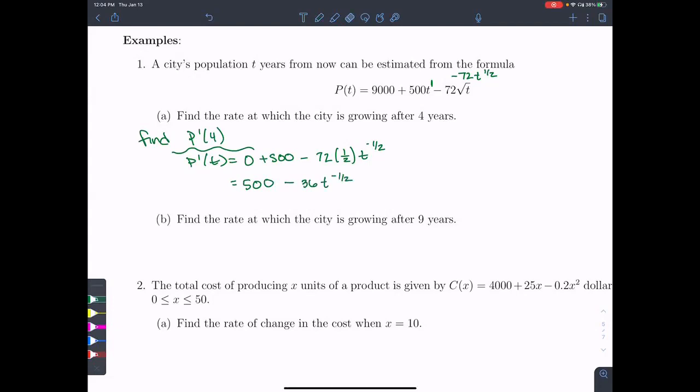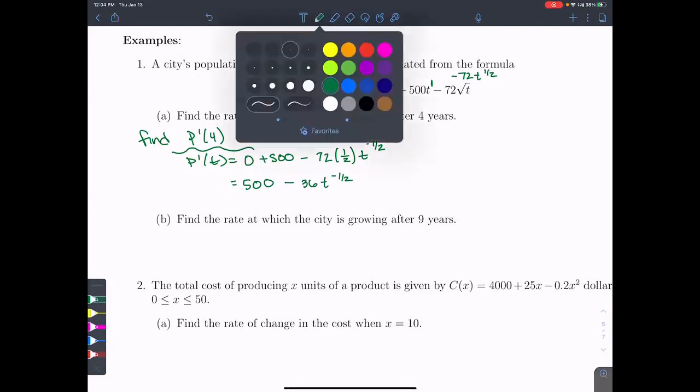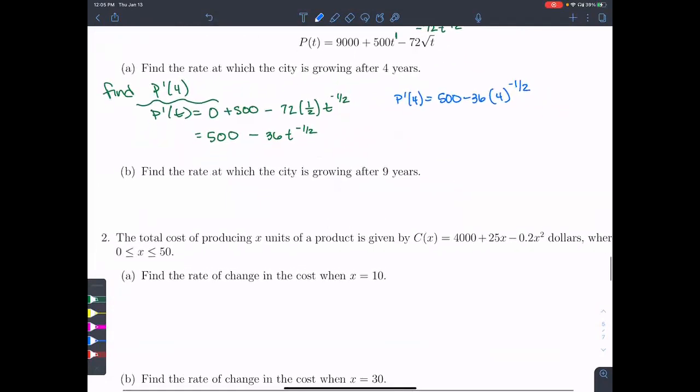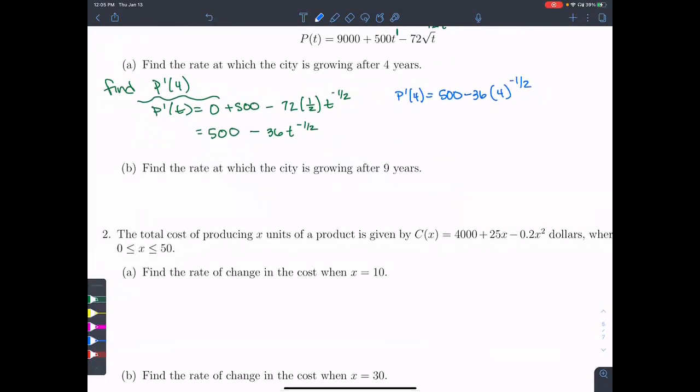And if you plug in 4, would be 500 minus 36 times 4 to the negative 1/2. 36 over 2, 500 minus 18 is 482. This is the rate at which the city is growing, 482 people per year.